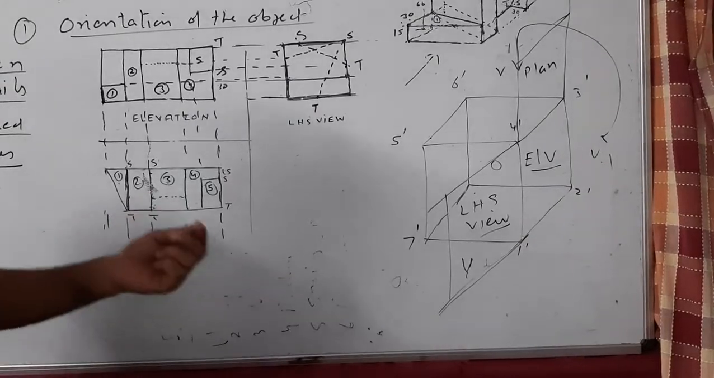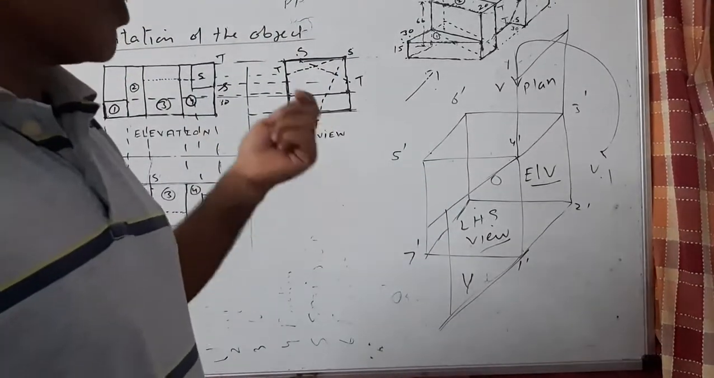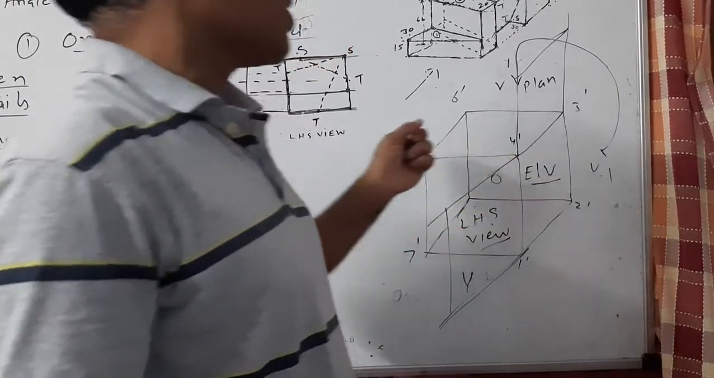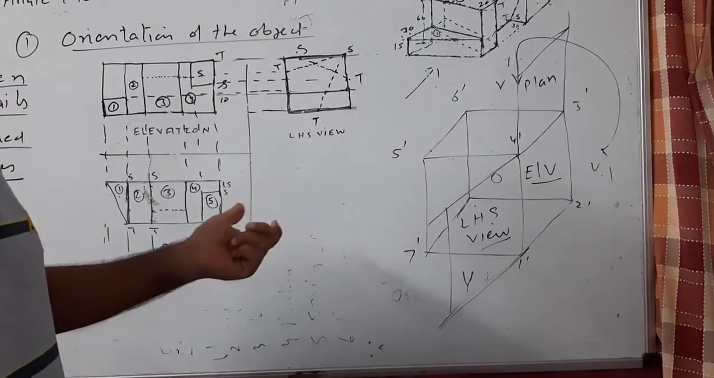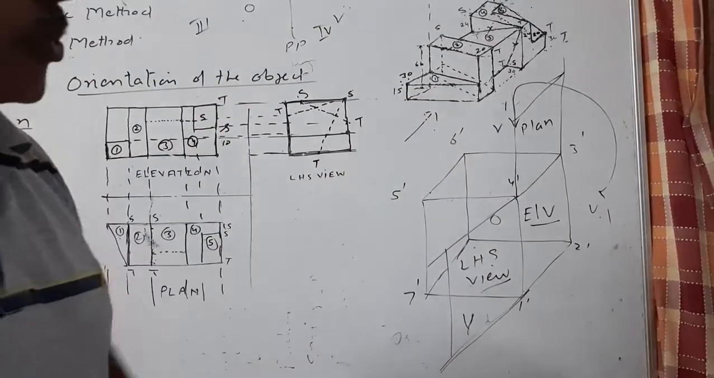So the left hand side view or right hand side view, they would be to the respective sides of the elevation in case of third angle method of projection. Now let us see how this object would be projected and how the relative positions will be there.